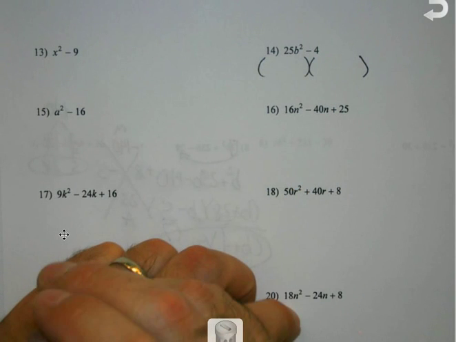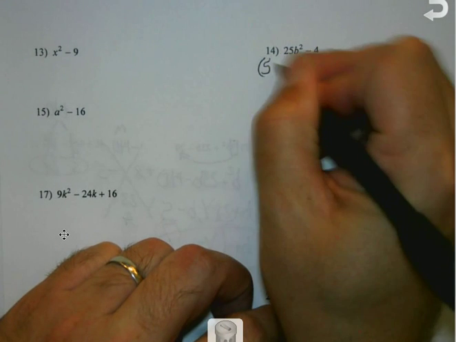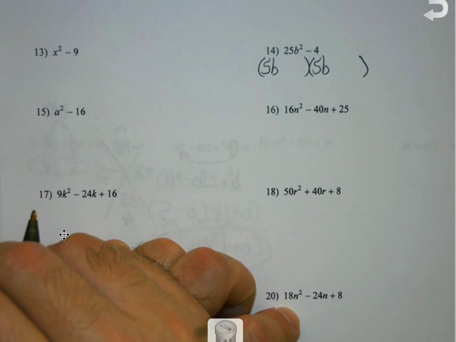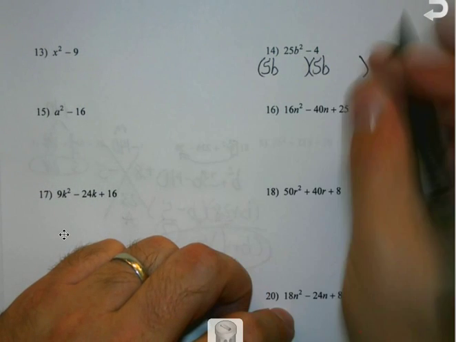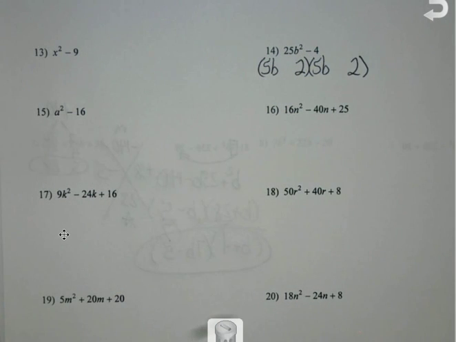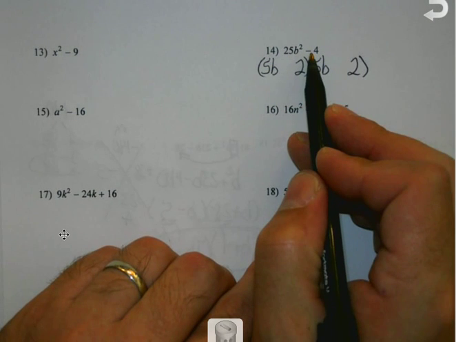So then I just ask myself, what do I multiply by itself to get 25? 5. Don't forget my b. What do I times by itself to get 4? 2. But then I go, oh, but I'm multiplying to get negative 4.